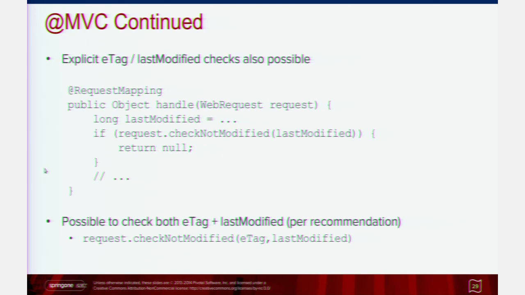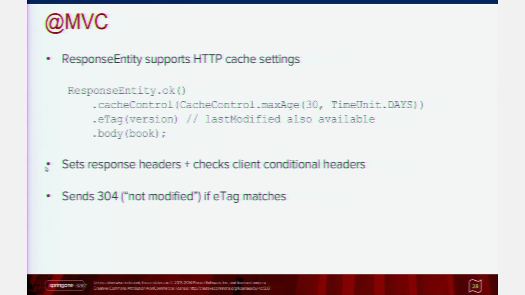Of course, the alternative is you can do this manually by hand. This is something that's been supported for a while, that inside a controller method, you can just take the request and say checkNotModified and provide a last modified or E tag or both. And if that returns true, then you simply return null and the response is considered a 304, handled. So that's something that's been supported in the controller programming model for a while. But now it's automated with ResponseEntity.